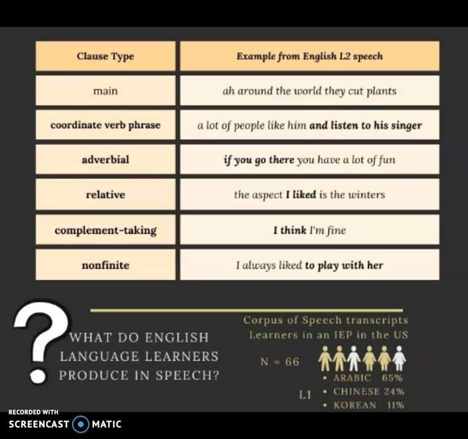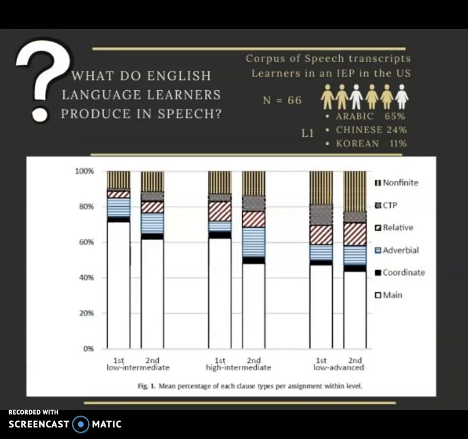So what would we expect? What clause types are produced most often? Well, main clauses are going to be produced most often because those are required. But the real question is, how do adult instructed learners of English add complexity to their speech? What types of subordinate clauses are added or embedded into those main clauses?